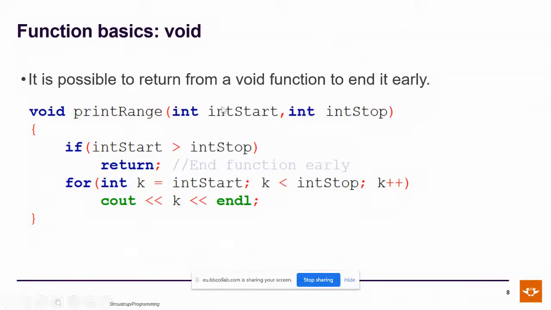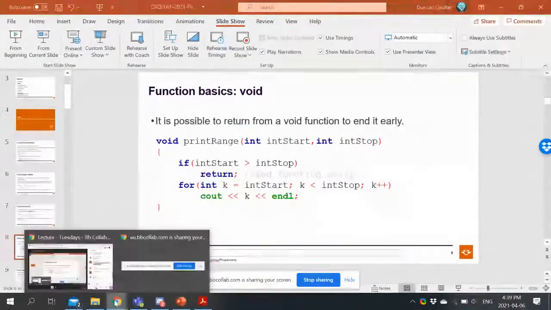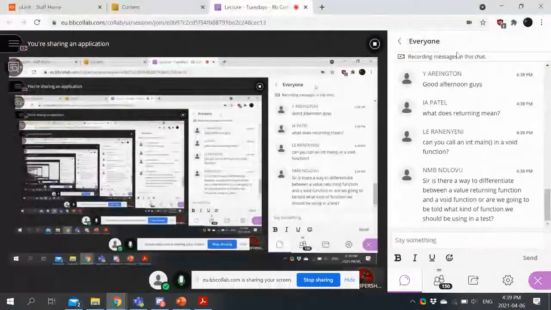So this is a printing function where we're going to print values in a range from some start value to some stop value, but obviously it doesn't make sense if the start value is less than the stop value, so we end the function early with that return. It's not something you see all that often, but it is possible to do that, so we give it to you.